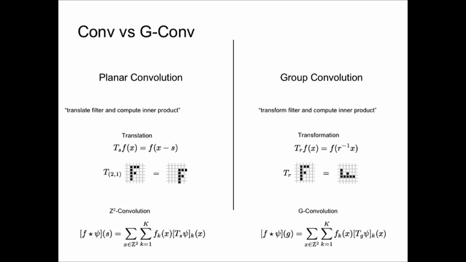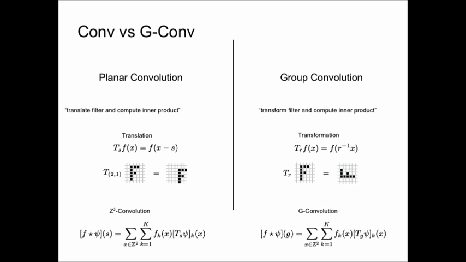Now, the ordinary convolution that we know, you can write as applying this operator T, which translates a filter patch psi in all possible positions s. Then the outcome, which is the translated filter, you take the inner product with the image F, and then you sum over all positions.